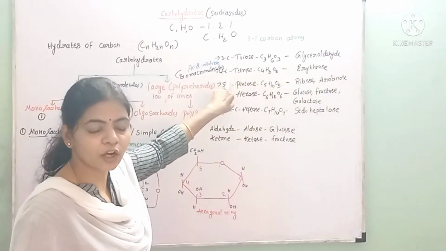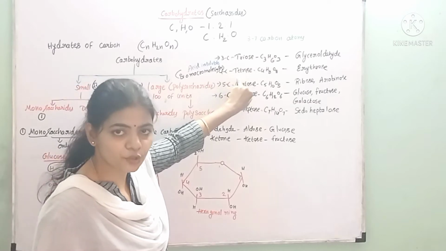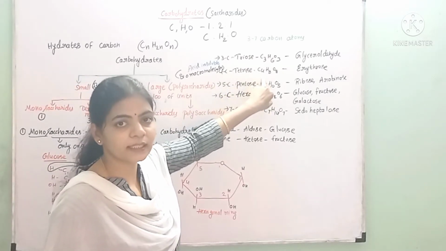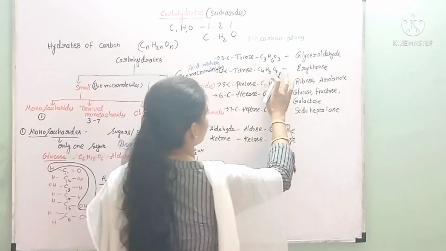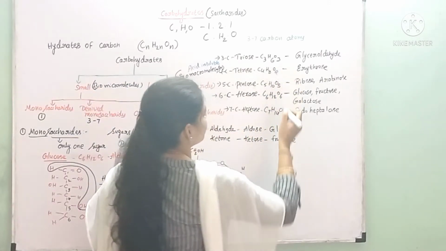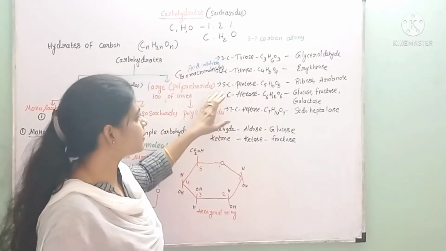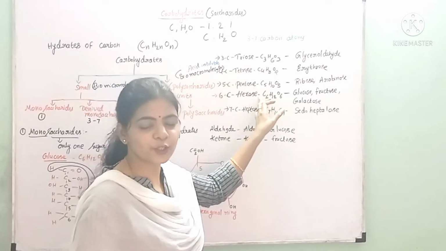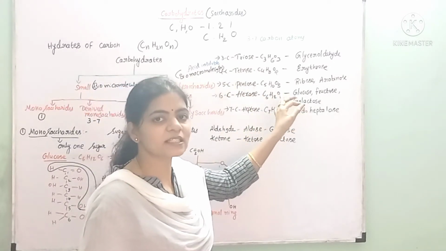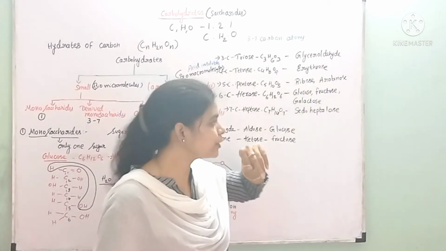If the carbohydrate has 4 carbon atoms, it is called a tetrose sugar, and the formula is C4H8O4. An example is erythrose sugar. If it has 5 carbon atoms, it is called a pentose sugar, and its formula is C5H10O5. Examples are ribose and arabinose.